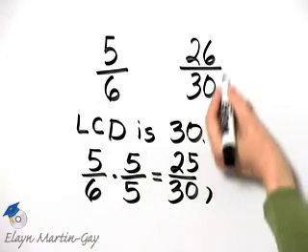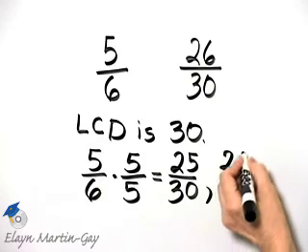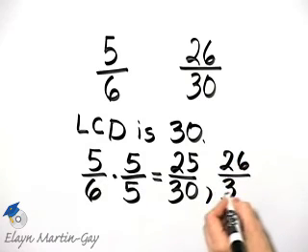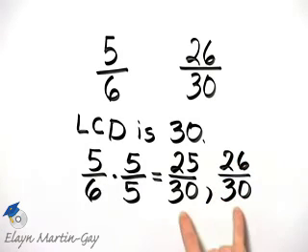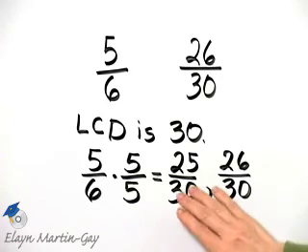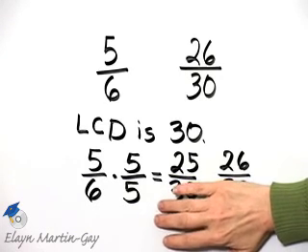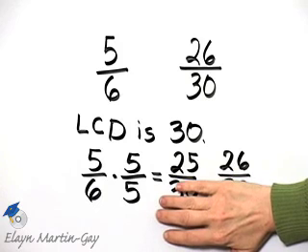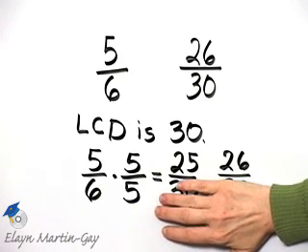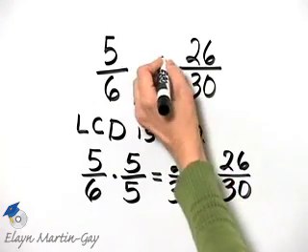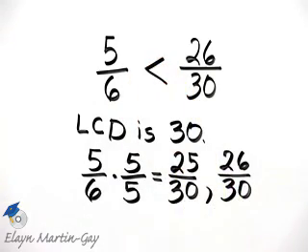And then what am I comparing it to? 26/30. Once the denominators are the same, I can then just compare numerators. So how do 25 and 26 compare? Well, 25 is less than 26, so this fraction is less than this fraction.